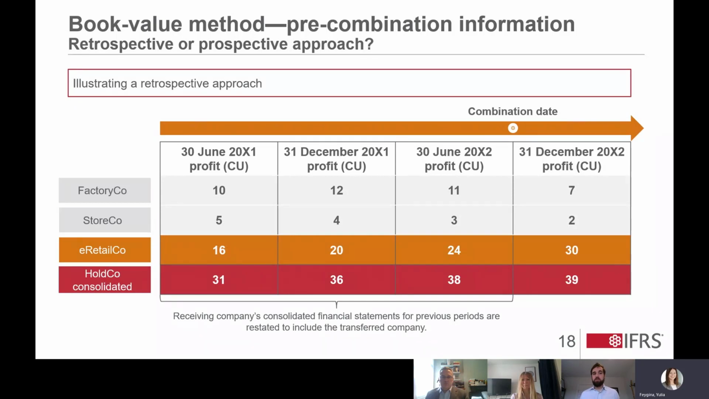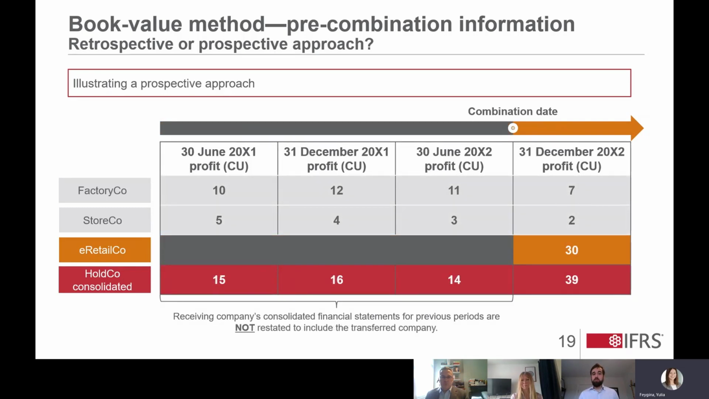In discussing this issue, the board noted that pre-combination information about transferred companies could be useful. However, the board also thinks that a retrospective approach would result in hypothetical pro forma information about a group that did not really exist in that form in the past, and it may involve significant judgment and uncertainty and be more costly to prepare.